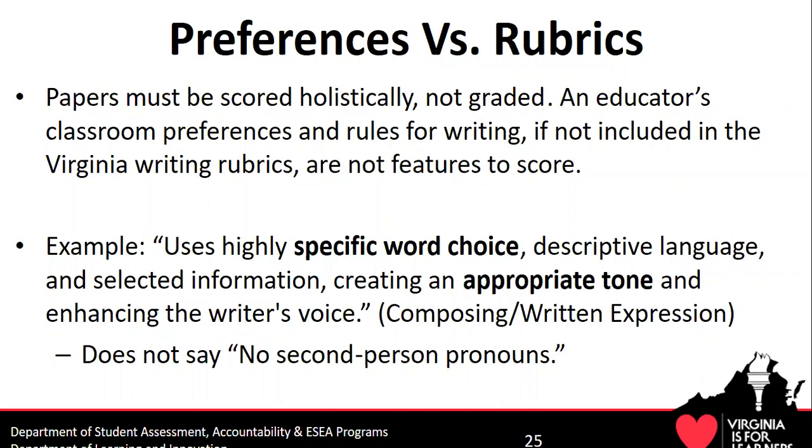And you can see an example of this before. The example from the rubric says, uses highly specific word choice, descriptive language, and selected information, creating an appropriate tone, enhancing the writer's voice. And this is in the composing and written expression domain. For example, a teacher's preference might be no second person pronouns. That is not mentioned in the Virginia scoring rubric. So just something to think about as your teachers are training and being developed in Understand Scoring so that they know the difference between the two.